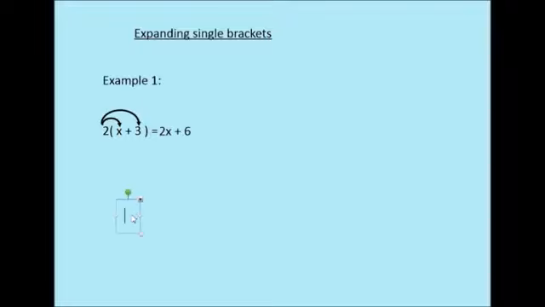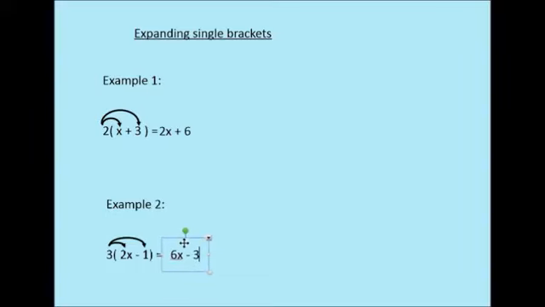Let's look at example 2. In example 2, we have a 3 outside the bracket, and again it is timesing everything in the bracket. It is timesing this 2x, and it is also timesing this 1. So 3 times 2x would give us 6x. This time there's a minus, so we write a minus. 3 times 1 is 3. So our answer overall is 6x minus 3.